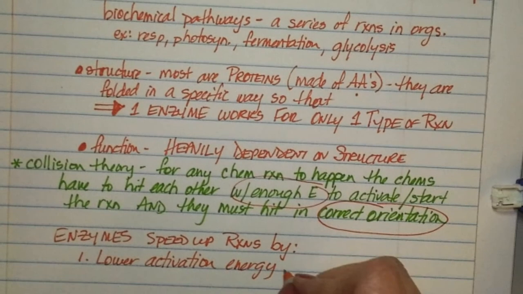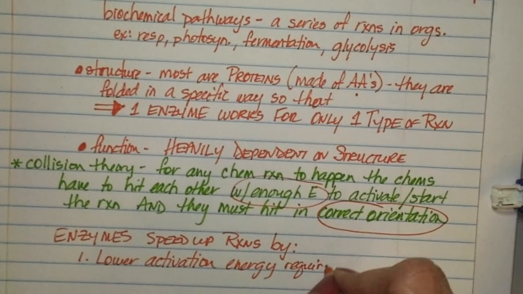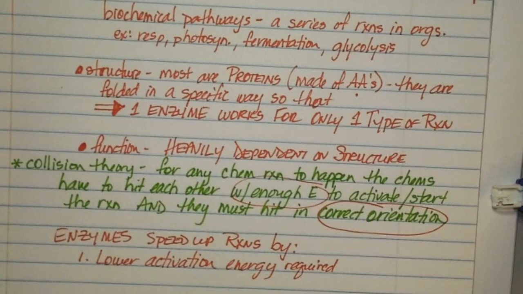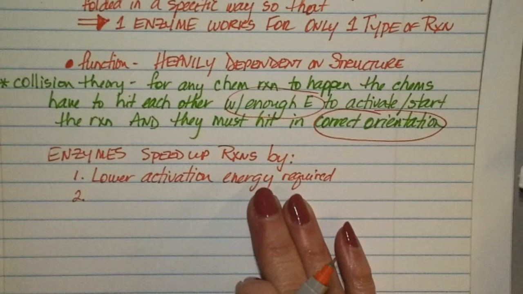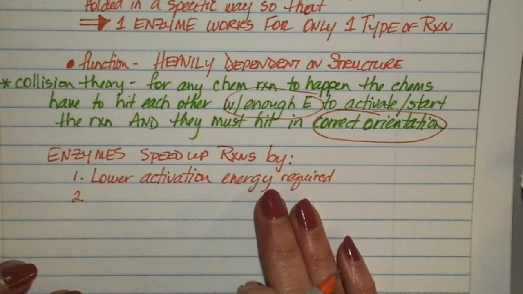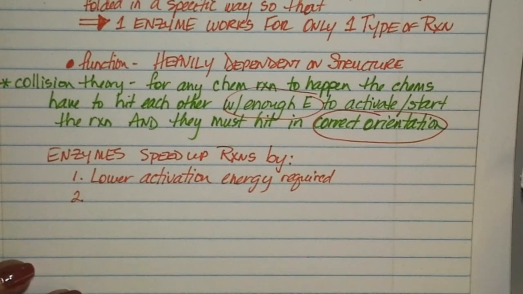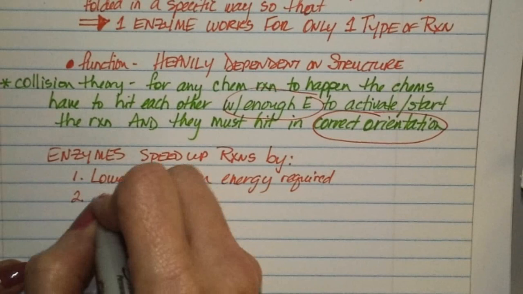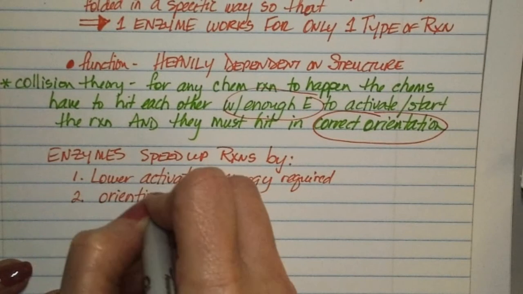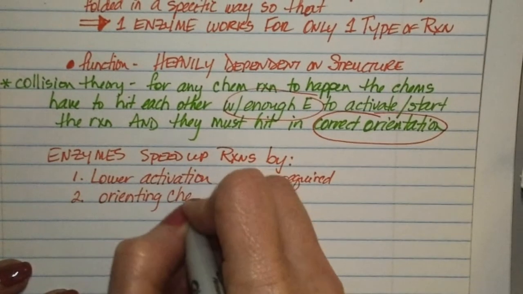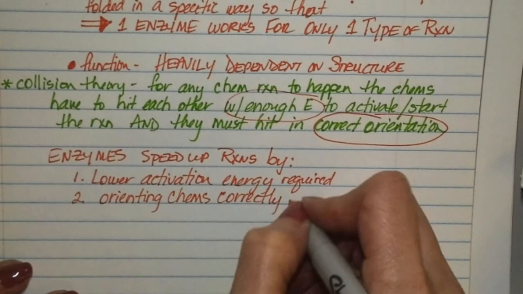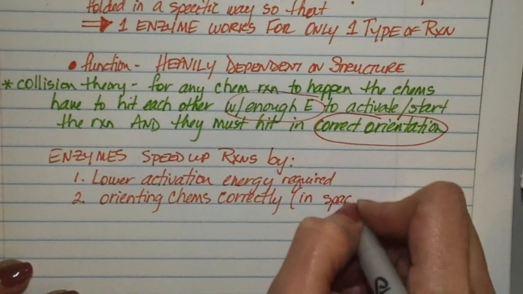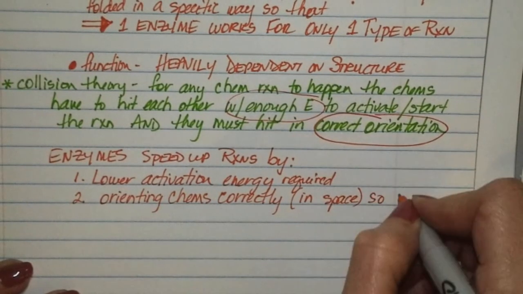The second thing, the number one way they do this, by lowering the activation energy, the number one way they do that is by orienting the chemicals correctly in space so that they can react. Think of it as a 3D kind of thing. That's the key to what they're doing. Now, how do they do that? You're going to make a little sketch.